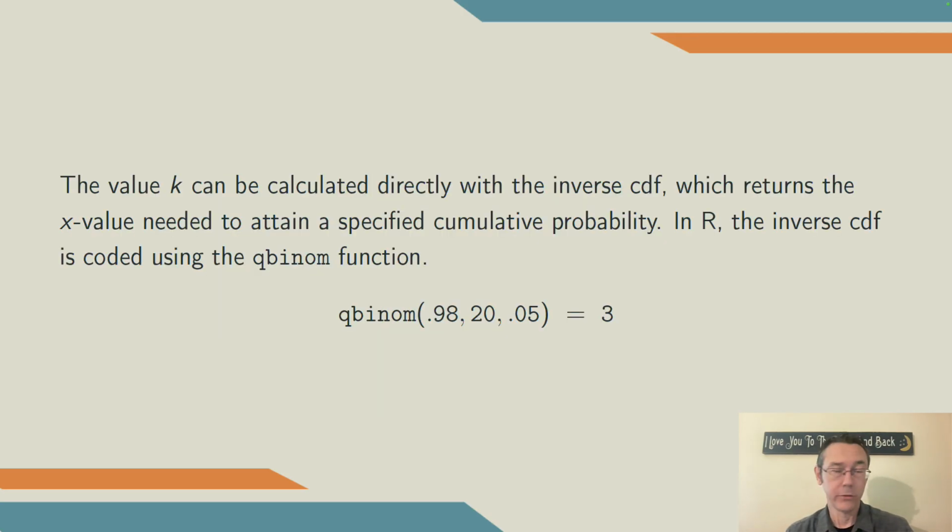The value k can also be computed directly with an inverse CDF that's going to return the x value needed to attain a specified cumulative probability. In R, the inverse CDF is coded using the qbinom function, where we just feed qbinom the percentile that we need, in this case 98%, 0.98, as well as the parameters of the binomial distribution. We do qbinom 0.98, 20, 0.05, and we get the value k equals 3 out directly.